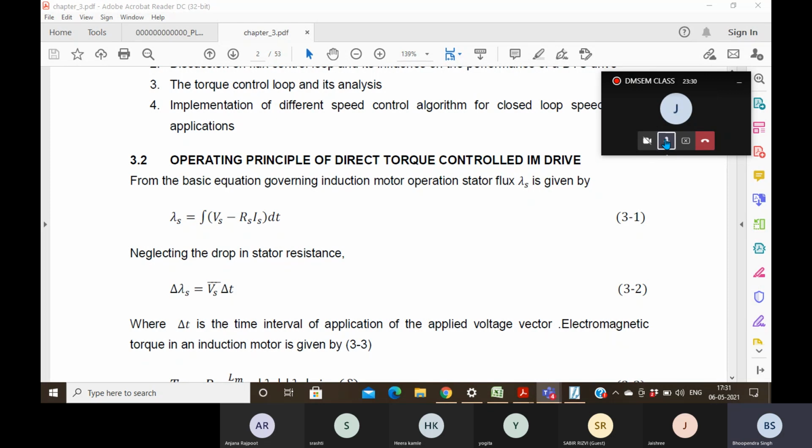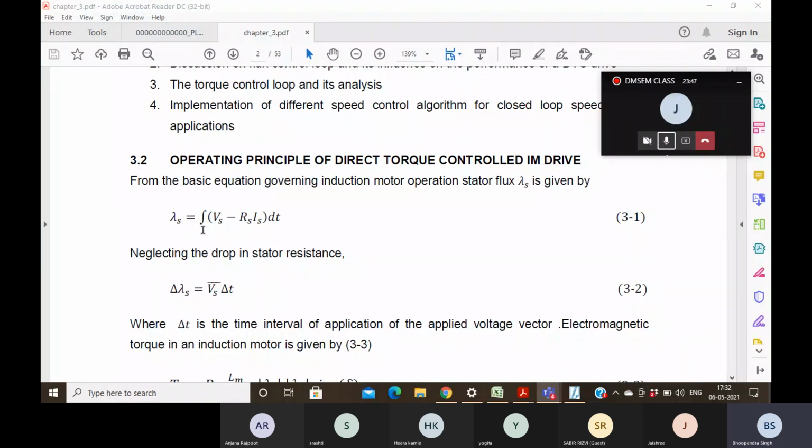So can you see this equation number 3.1? Yes, sir. Now look, I'll just explain to you what is the meaning of this.